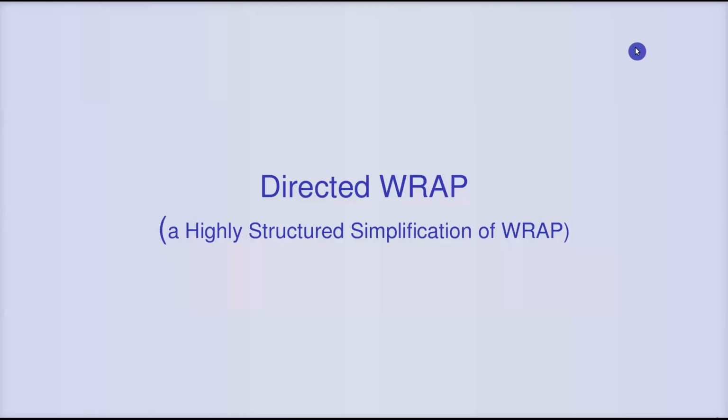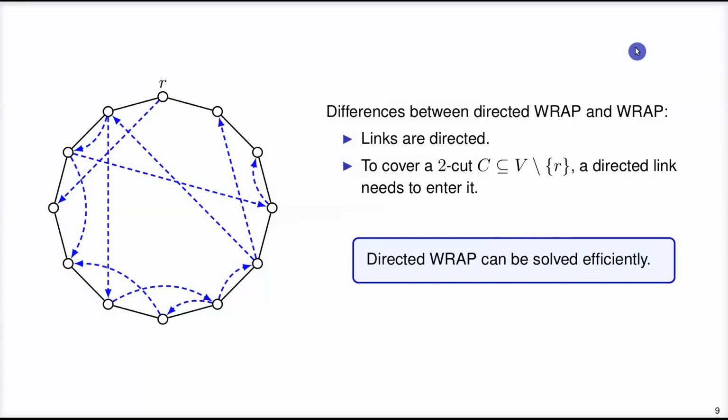So what is directed WRAP? Directed WRAP is a highly structured simplification of the ring augmentation problem. The main difference between directed WRAP and the ring augmentation problem that you've seen is the following: the links are directed, as shown here. And so it's a ring.